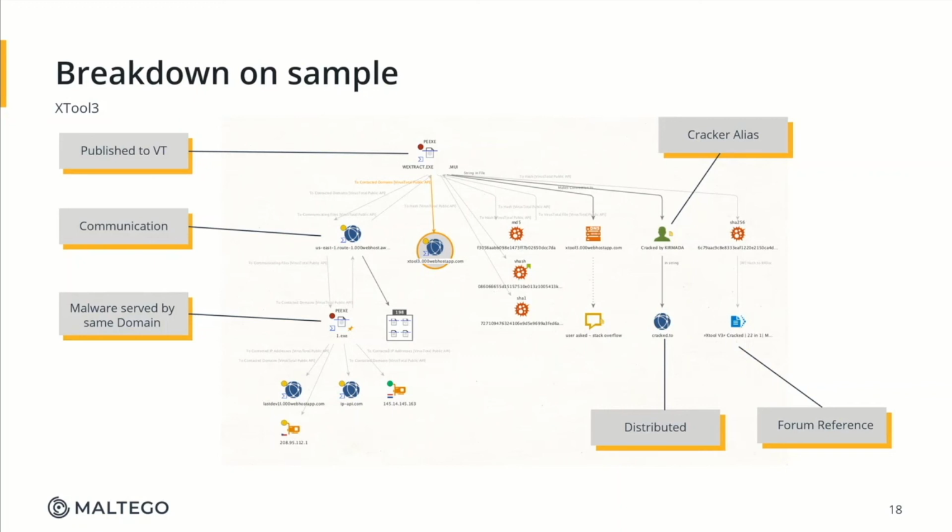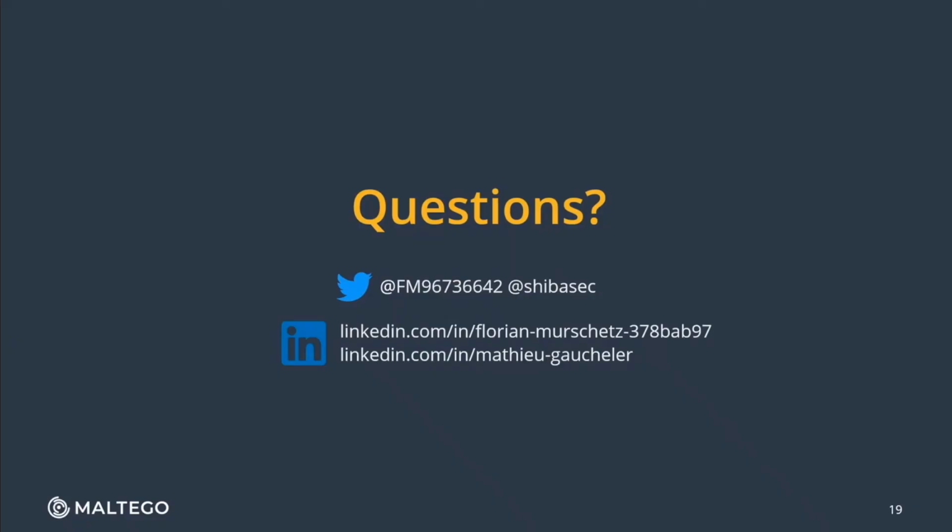On the right side, you can see the cracker alias, which is a string in the code, and you can see that the stranger, or the alias, is Kirmada, and he has distributed this code on cracked.to. We found this example also on the null.to forum, which is referred to by the Recorded Future document on the right. That's it for the first part of our investigations.